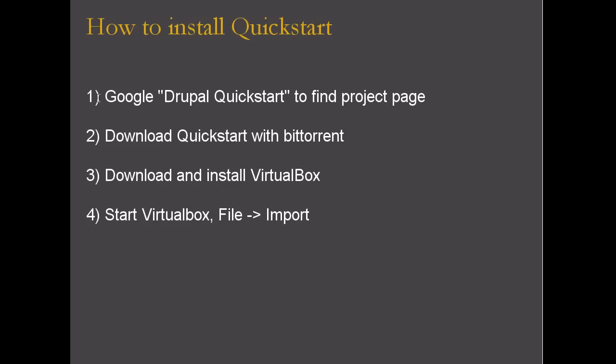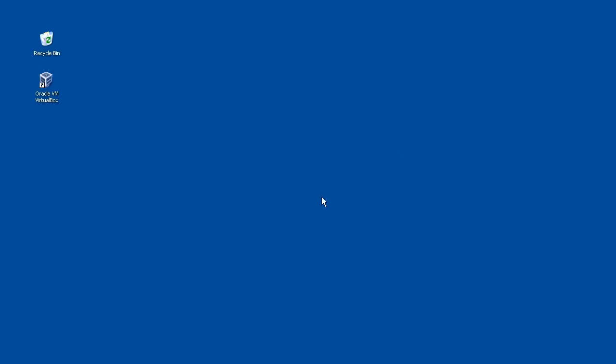How are we going to do it? We're going to Google Drupal Quickstart. We'll find the project page on Drupal.org. Then we're going to download it with BitTorrent, and we're going to download and install VirtualBox. And then we start up VirtualBox and go File, Import to install it. So let's just do it.